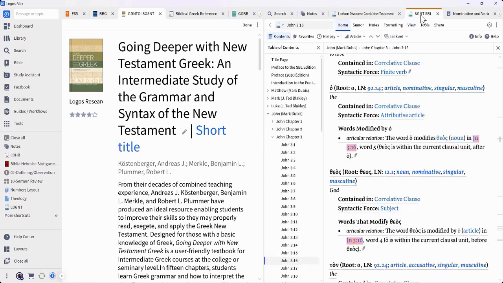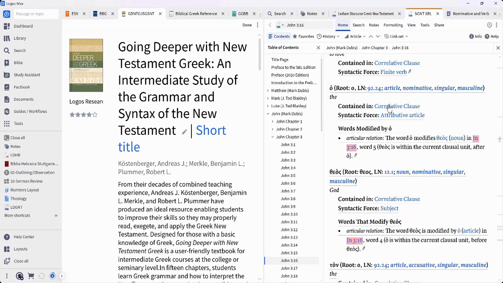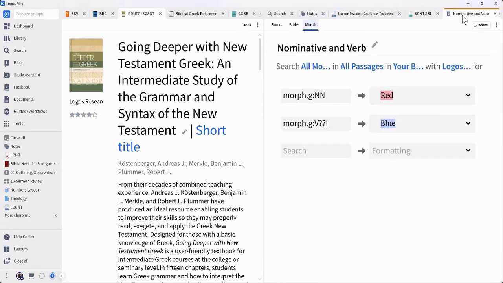Here's another one. I don't know if you still can, but there was a set that I had bought. This is a wonderful set. It's the Lexham Syntactic Greek New Testament, SBL Edition, expansions and notations. What they did here is they took every phrase in the New Testament and tagged it. It's a very helpful tool if you are going to diagram. And we have a visual filter here.